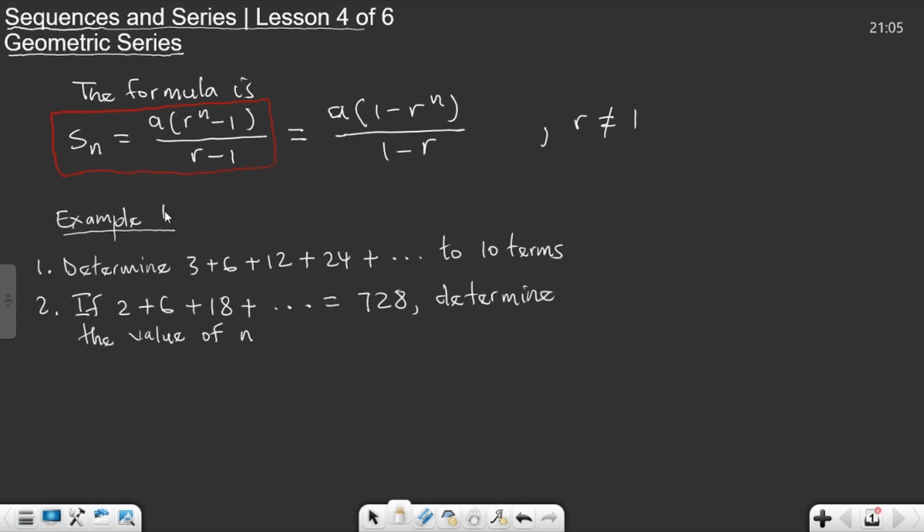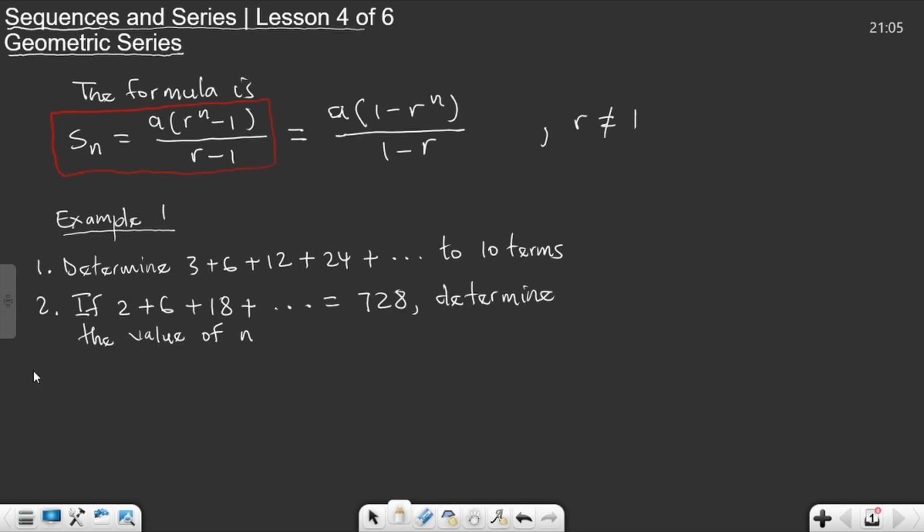Okay, example number 1. We have two questions. Let me read the first question. Question 1. Determine 3 plus 6 plus 12 plus 24 plus and so on to 10 terms. Question 2. If 2 plus 6 plus 18 plus and so on is equal to 728, determine the value of n.